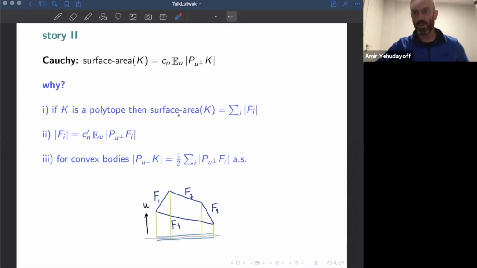And when you put all of them together, because polytopes are dense in the space of convex sets, you get this. This is a continuous operation. Okay, so this is Cauchy's theorem, one way to prove Cauchy's theorem. And I really like this picture. I think it demonstrates a lot of something interesting.